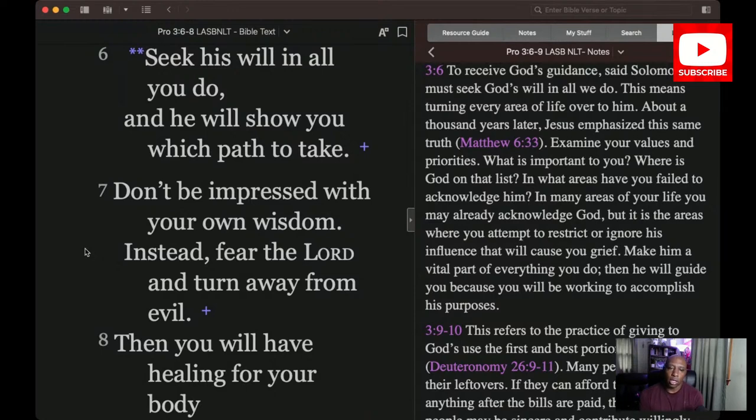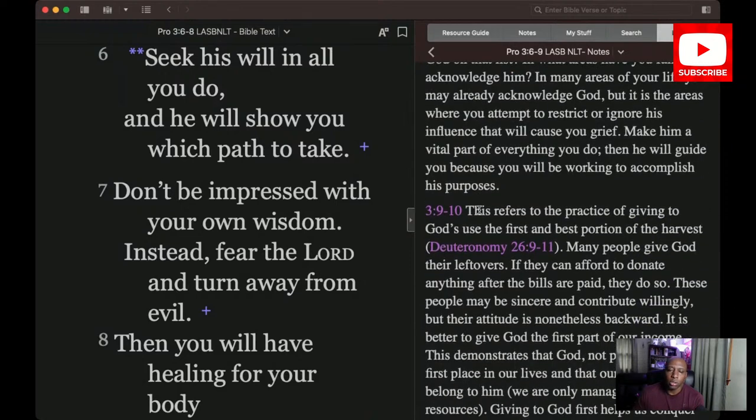About 1,000 years later, Jesus emphasized this same truth in Matthew chapter 6, verse 33. Examine your values and priorities. What is important to you? Where is God on that list? In what areas have you failed to acknowledge him? In many areas of your life, you may already acknowledge God, but it is the areas where you attempt to restrict or ignore his influence that will cause you grief. Make him a vital part of everything you do. Then he will guide you because you will be working to accomplish his purpose.